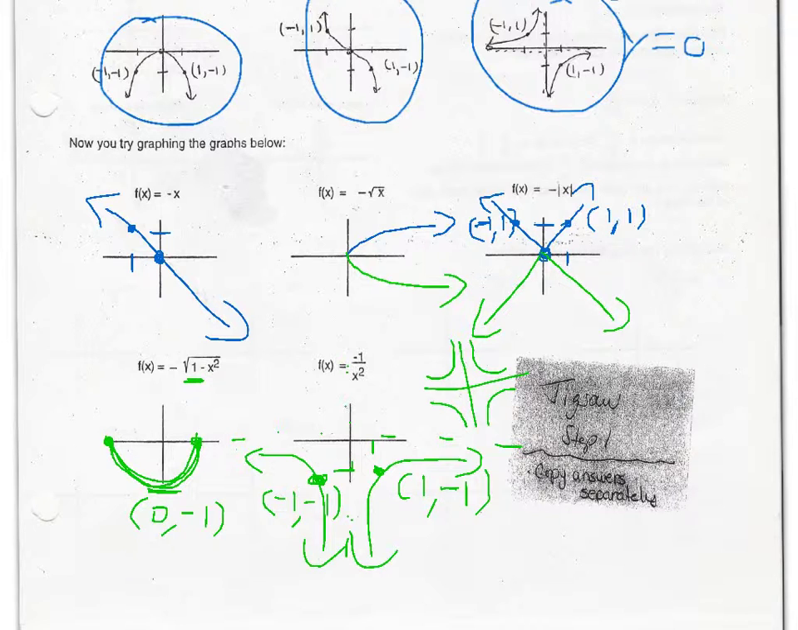Alright, so that's pretty much it. The first page is pretty easy. If you just put a negative in front, it flips over the x-axis. Okay, let's look at the back side of the page. This is where the graphs either get skinnier or wider.